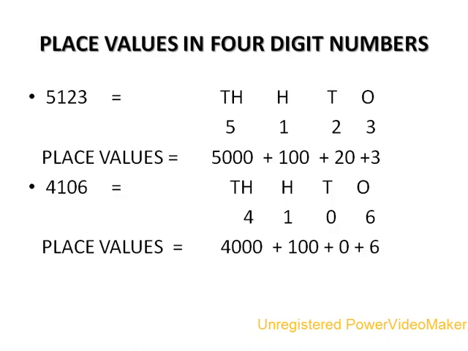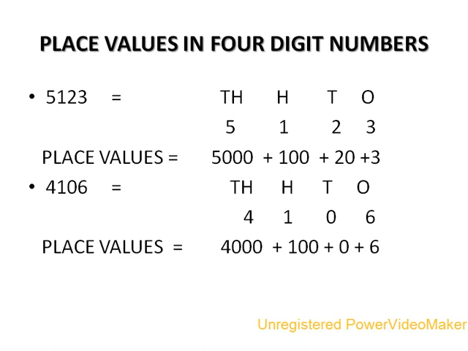Now we will do place values in 4-digit numbers. See, in a 4-digit number, there is one more place, that is of 1000. Earlier we studied in 3-digit numbers 1, 10, 100. Now in 4-digit numbers you will get 1000 also. Now what you will do? You will place the numbers according to their places.